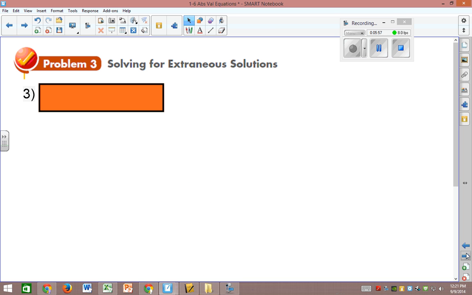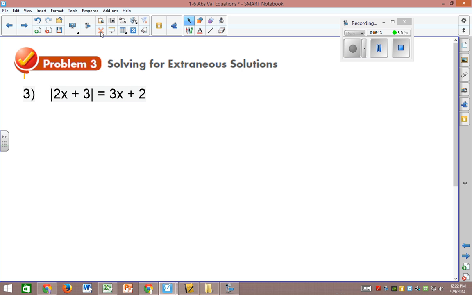Okay, extraneous, another new vocabulary word. That means it's extra. It doesn't work. It's a solution that for some reason snuck in there, but it doesn't really work. So it's an answer we're going to come up with, but when you check, it won't make sense. Oh, and I noticed we've got variables on both sides. Ooh, and this is a lot of times when the extraneous one shows up. So be aware of that when you see x on both sides, this might be the case.